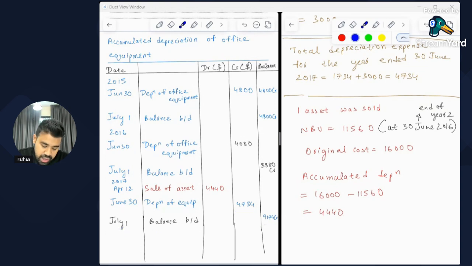Okay. So we start with 8,880 credit, which we had in the previous year at 1 July 2016. Then we subtract 4,440 from 8,880, right? And then we add 4,734. So 8,880 minus 4,440 plus 4,734, which gives us 9,174. Okay, and that is being shown on the credit side because by default the accumulated depreciation is a credit account, which means it should always have an opening balance on the credit side, and this is a contra asset account which records the reduction for a relevant non-current asset account. Okay, all right.